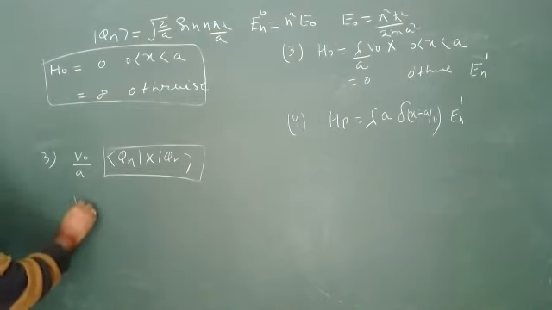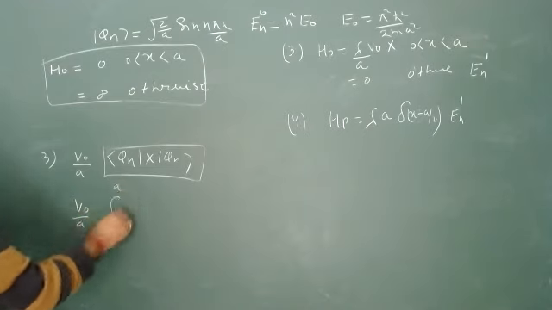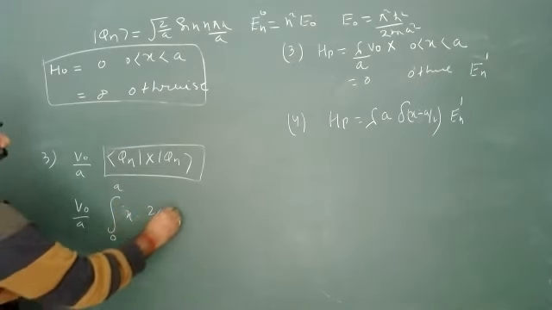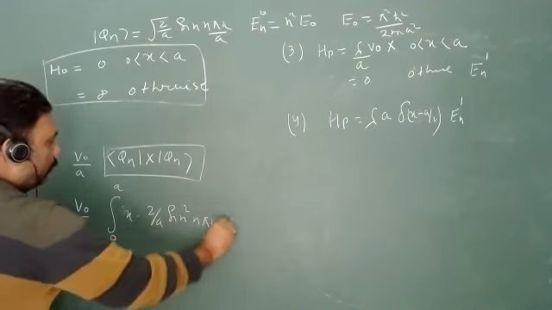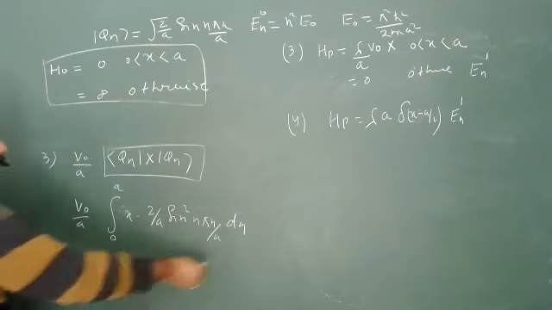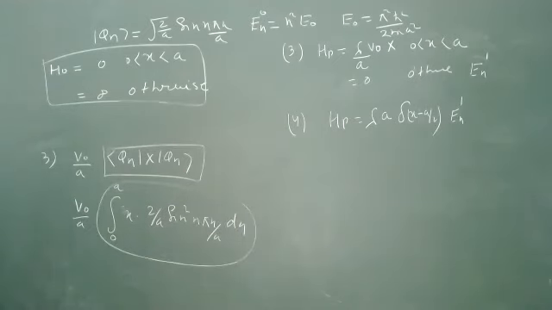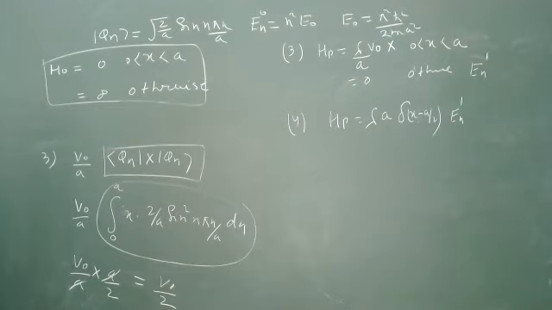देख ले, V naught by a, 2 by a, integrate, very good, from 0 to a, and this value is x into 2 by a, that is sine square n pi x upon a dx. What is this value? This value is nothing but the expectation value of x, and that is a by 2. So we get V naught by a into a by 2. This will cancel out, and you will get V naught by 2.